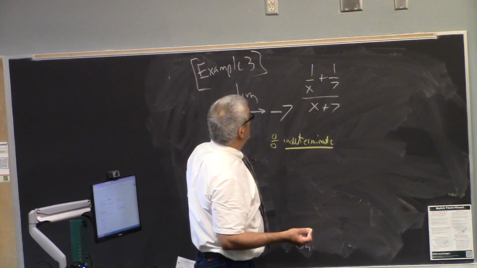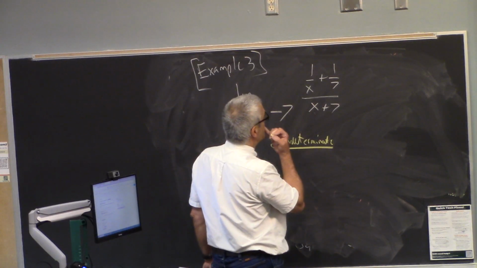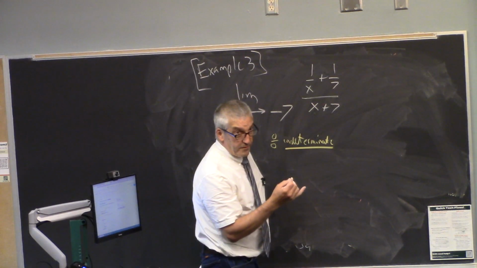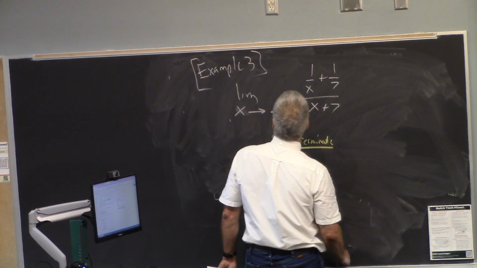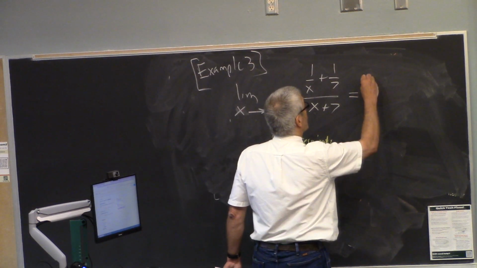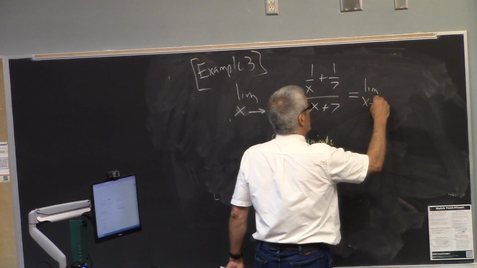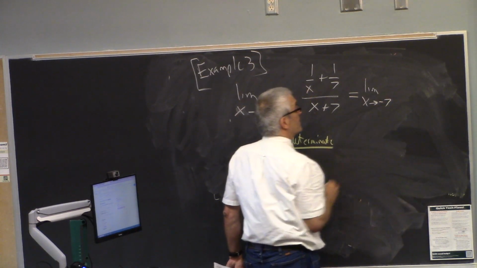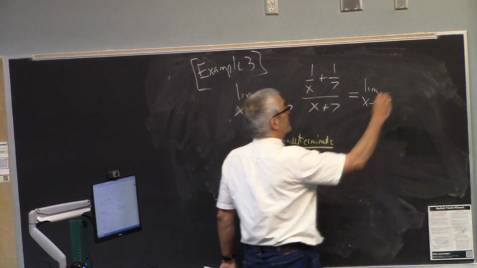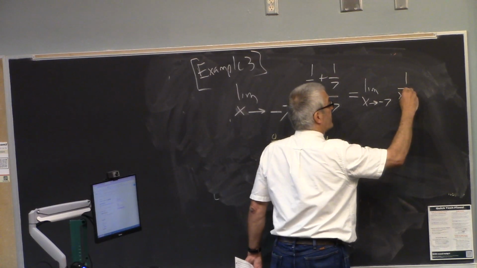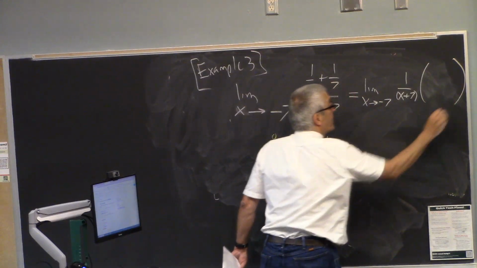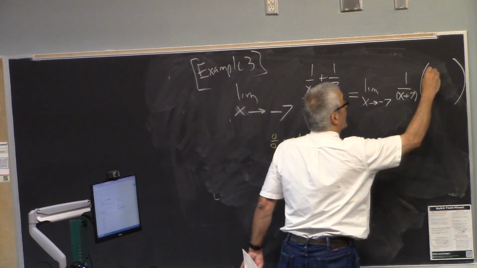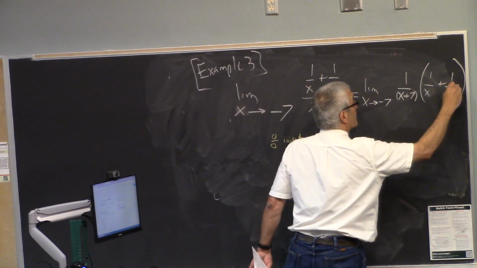Now, I would do something here. Fractions over fractions freak me out. I think they probably freak everybody out. So let's write this: limit as x approaches minus 7. Let's bring the 1 over x plus 7 out front, and then have a pair of parentheses where I have 1 over x plus 1 over 7.